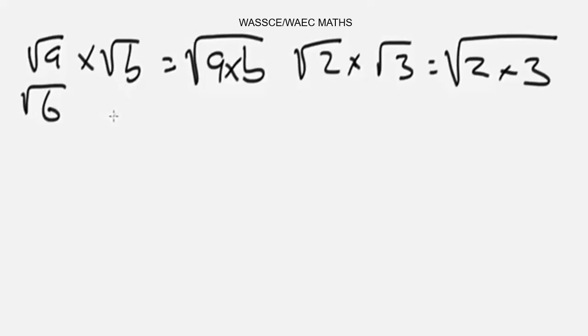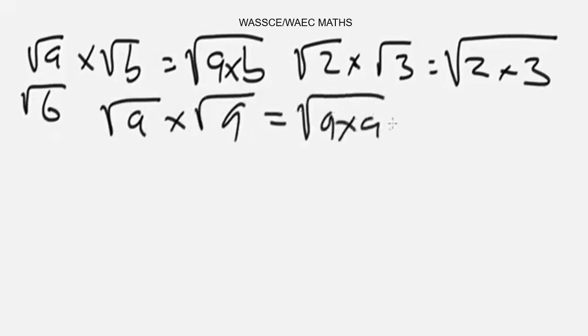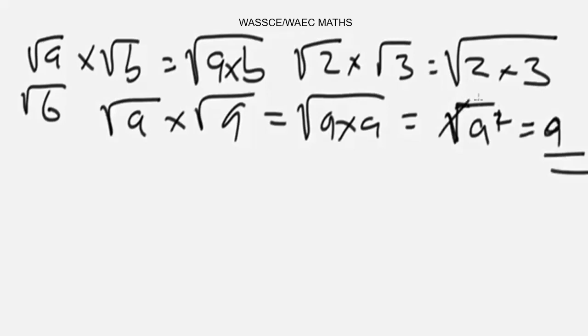Let's look at another example. We have something like square root of A times square root of A. This is something as square root of A times A, which will give us square root of A square. Okay, square root of A square. Now this square, we cancel this square root. So our final result will be what? A. This is basically what it's saying.